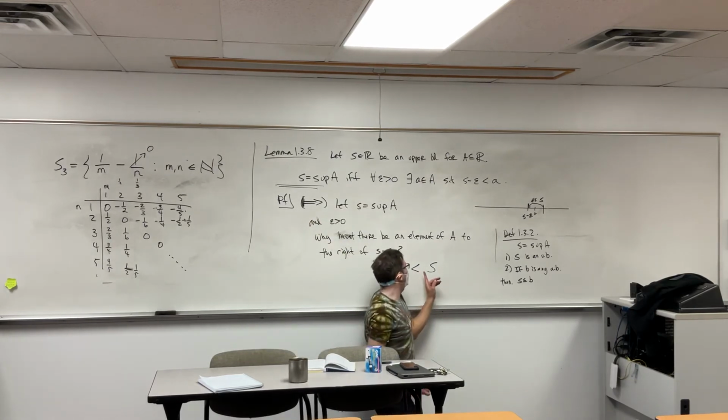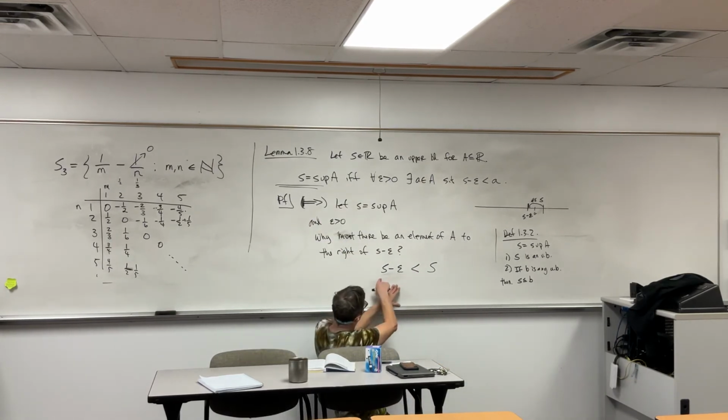So Ashley, now, why can't this be an upper bound? Looking at that definition, because S is the least upper bound, why can't this be an upper bound?